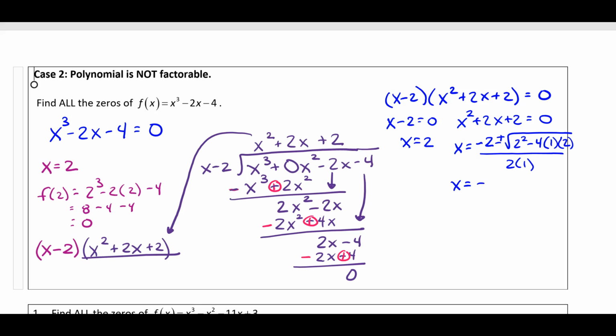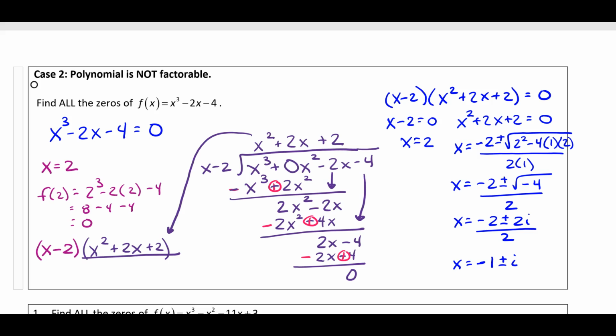So now negative 2 plus or minus the square root. All right, so we have 4 minus 8. 4 minus 8 is negative 4. So right there I can see there's my imaginary solution, because the square root of negative 4 would be 2i. And our very last step would be to simplify. So remember, when we're simplifying this, we're going to do negative 2 divided by 2, which is negative 1, and 2i divided by 2, which is just i.